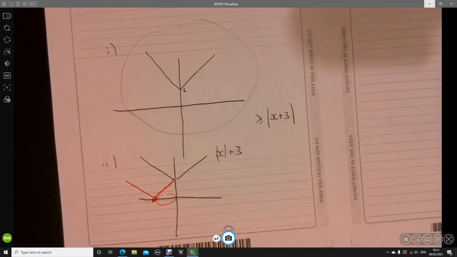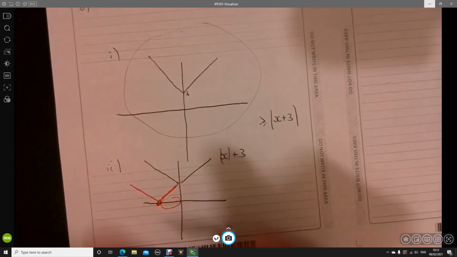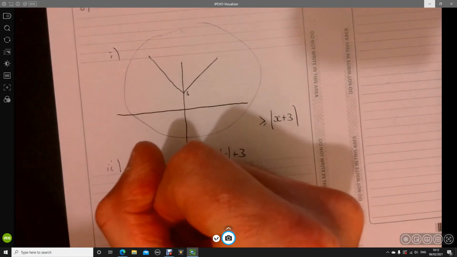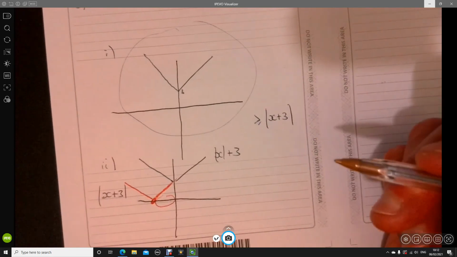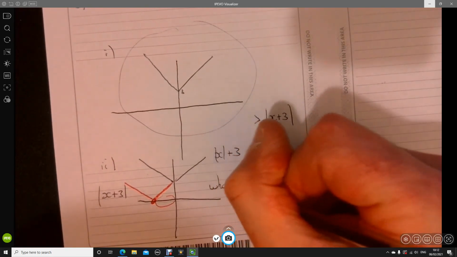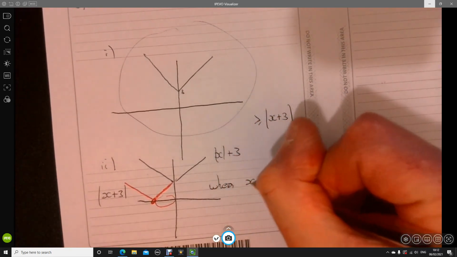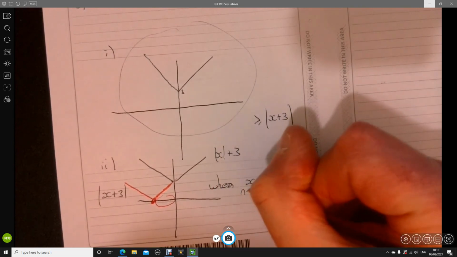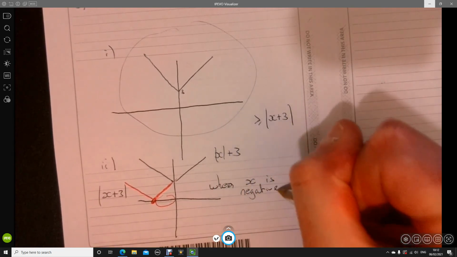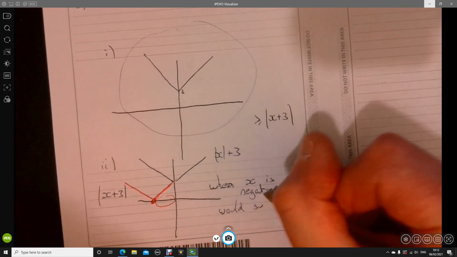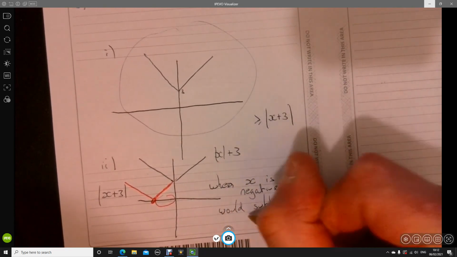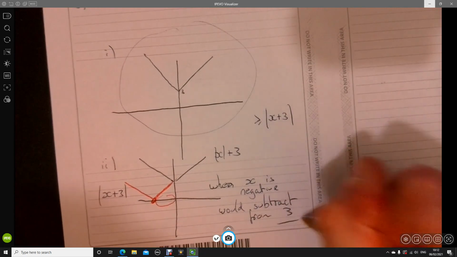So the best way of answering that question is probably just to draw a simple graph like this, and maybe write some sort of statement next to it. So when x is negative, it would subtract from the 3. Okay, I'll get you all the marks.